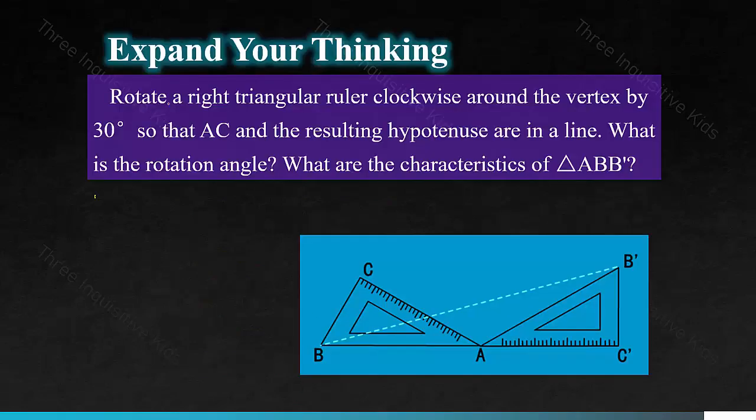Expand your thinking. Rotate a right triangular ruler clockwise around the vertex by 30 degrees so that AC and the resulting hypotenuse are in line. What is the rotation angle? What are the characteristics of triangle ABB prime? The rotation angle would be 150 degrees. And you can see that triangle ABB prime is actually an isosceles triangle. That's because AB is equal to the length of AB prime.